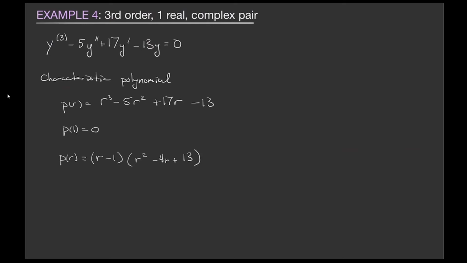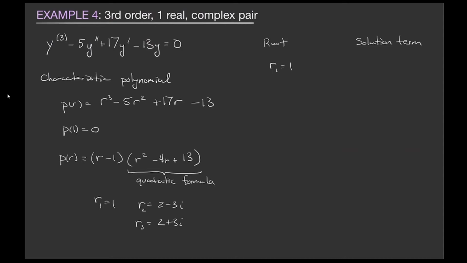One can now apply the quadratic formula as soon as you have a quadratic. That will give you a pair of roots. And of course, we noted that 1 was a root to begin with. Anytime we have a real root, that gives us a solution term of the form e to the root times x, but this is just a root of 1, so it's just e to the 1 times x.